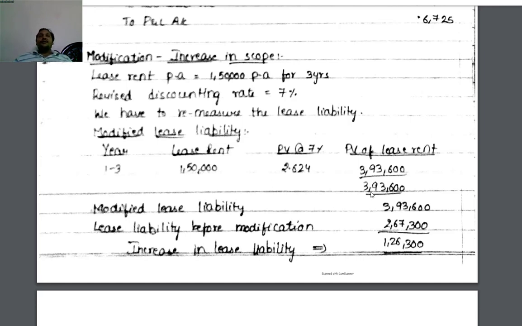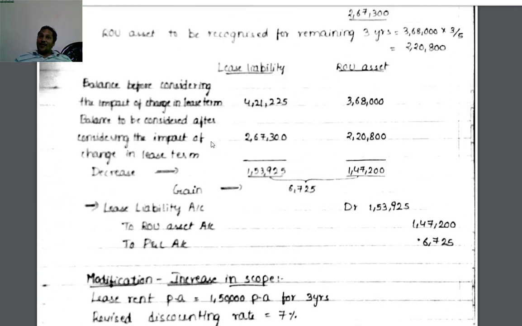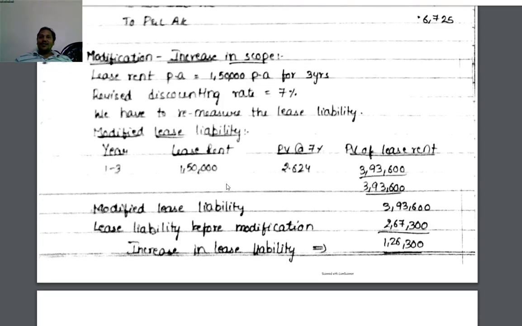Then the lease liability before modification. Before modification, we arrived at 2,67,300 after considering the impact of change in lease term only. The balance is 2,67,300, so that is the latest balance. But now, after considering the modification, increase in scope, lease liability increases to 3,93,600. So that is an increase in liability of 1,26,300.